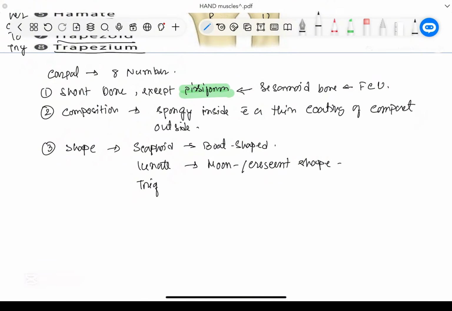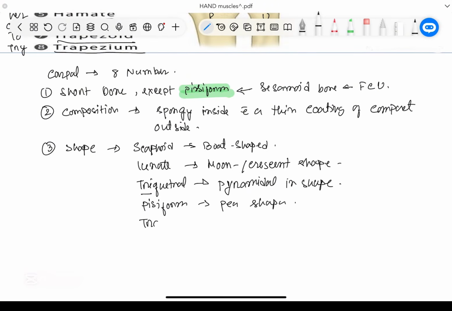Scaphoid, lunate, then triquetral, or triquetrum. Triquetral, it is tri, you just remember. So, pyramidal in shape. Then pisiform. Pisiform, it's P shape. Then trapezium. Trapezium, it is quadrilateral. Trapezoid, it is shoe shape.